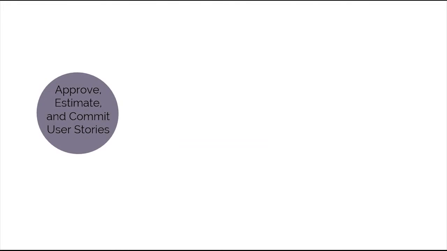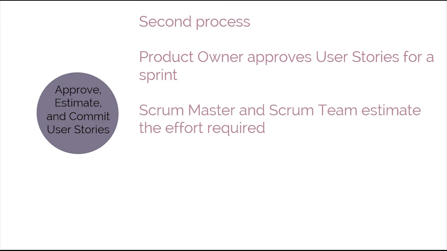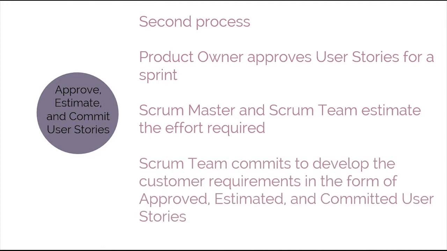This involves Scrum team members creating the user stories. User stories are incorporated into the prioritized product backlog. Approve, estimate, and commit user stories is the next process. In this process, the product owner approves user stories for a sprint. Then, the Scrum Master and Scrum team estimate the effort required to develop the functionality described in each user story. And the Scrum team commits to develop the customer requirements in the form of approved, estimated, and committed user stories.